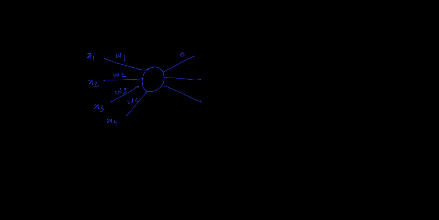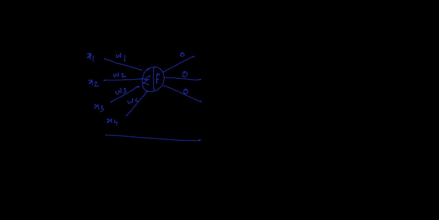The same output is sent from here, from here, and from here. So what is this neuron doing? This neuron is doing some weighted sum, and on top of that, it is getting activated, or it is producing output. So this is the work. This is how we can represent a biological neuron in a very simple way.